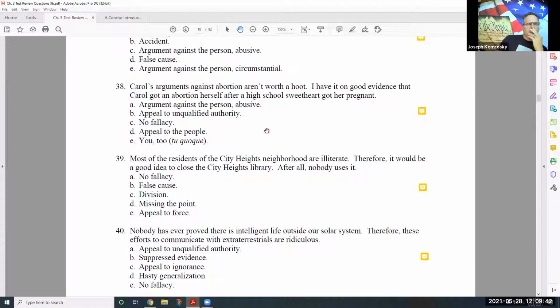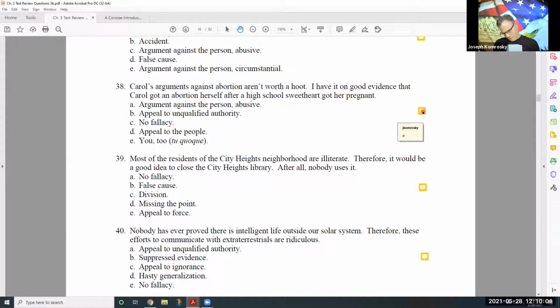38. Carol's arguments against abortion aren't worth a hoot. I have it on good evidence that Carol got an abortion herself after her high school sweetheart got her pregnant. So this is a tu quoque fallacy. This is what you would call a hypocritical argument.